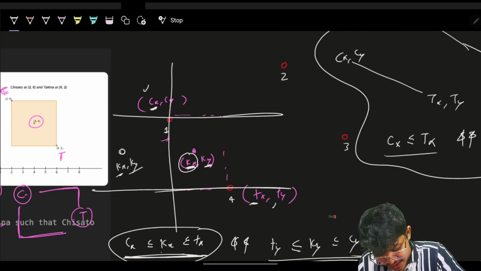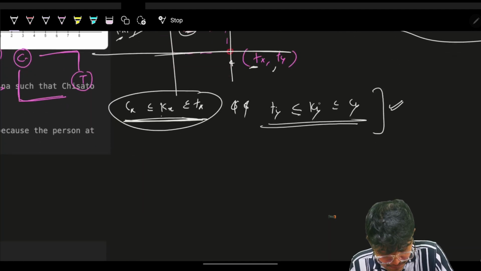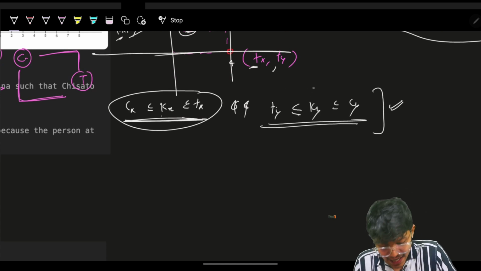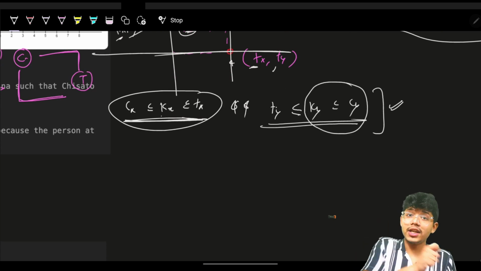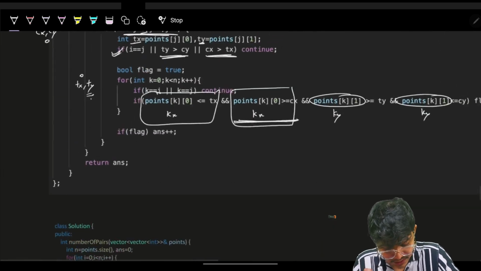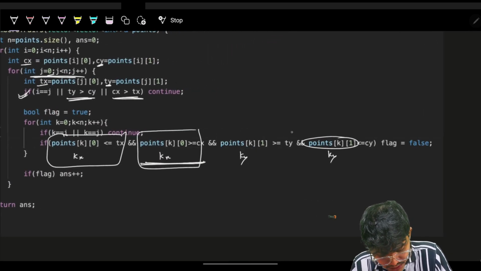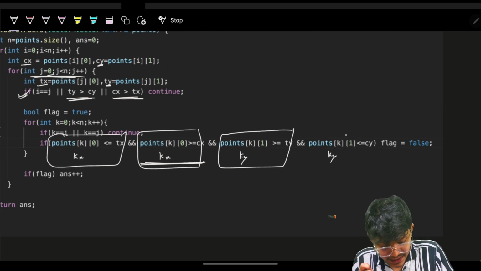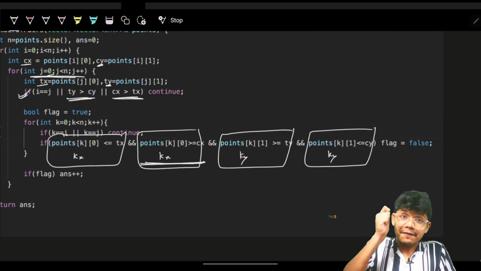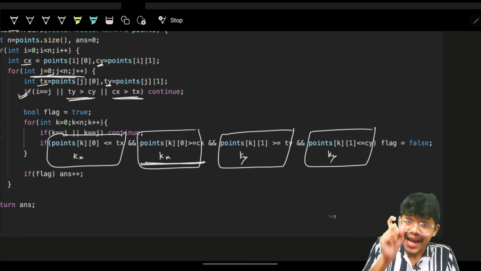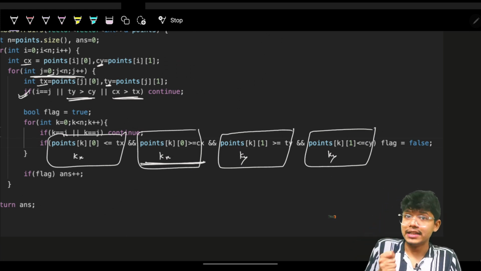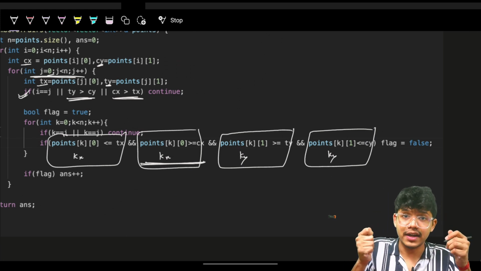It should also be in this range. Which means I'll also check if my Ky is more than equal to my Ty and my Ky is less than equal to my Cy. Come back, if my Ky is more than equal to my Ty and my Ky is less than equal to my Cy, which means this point Kx comma Ky is lying inside my box made by Cx and Cy.